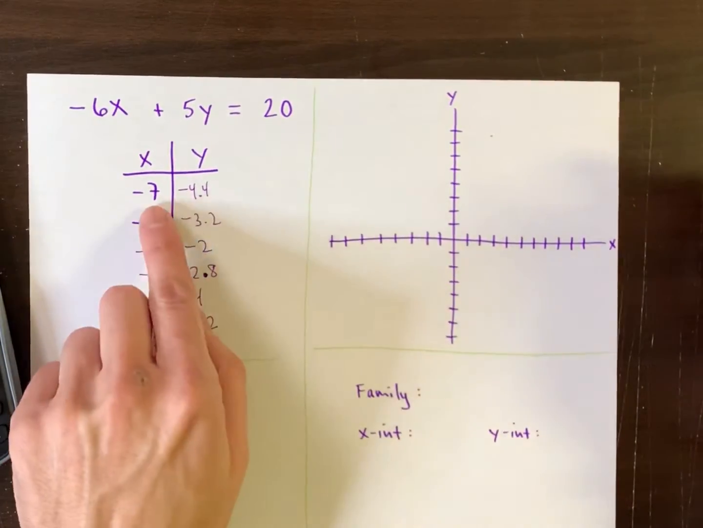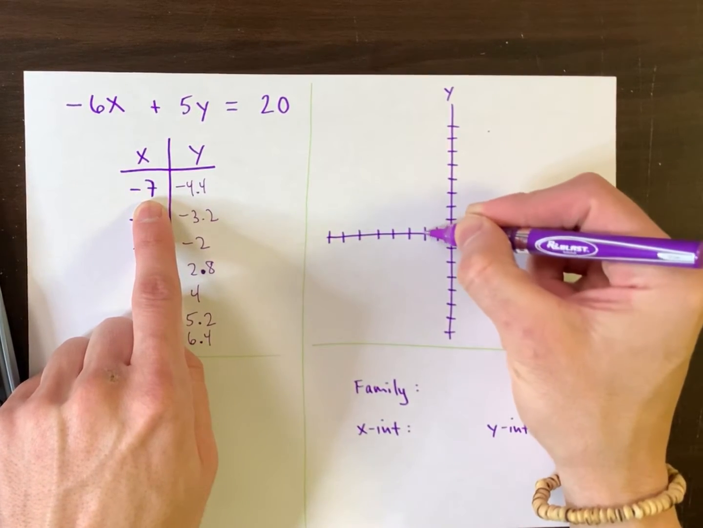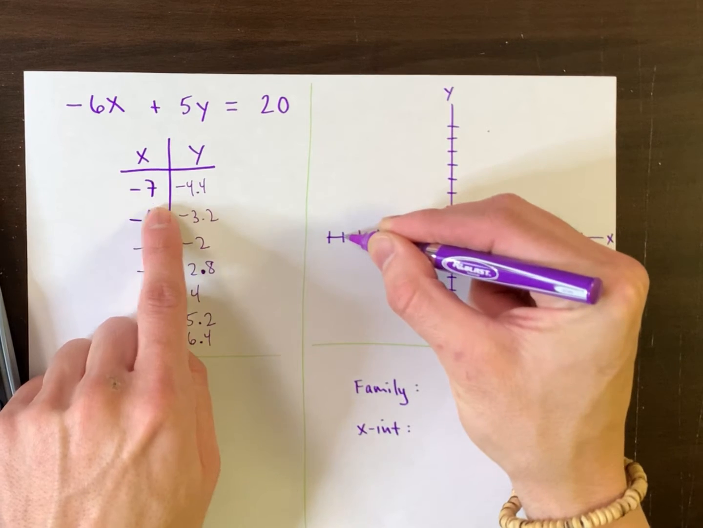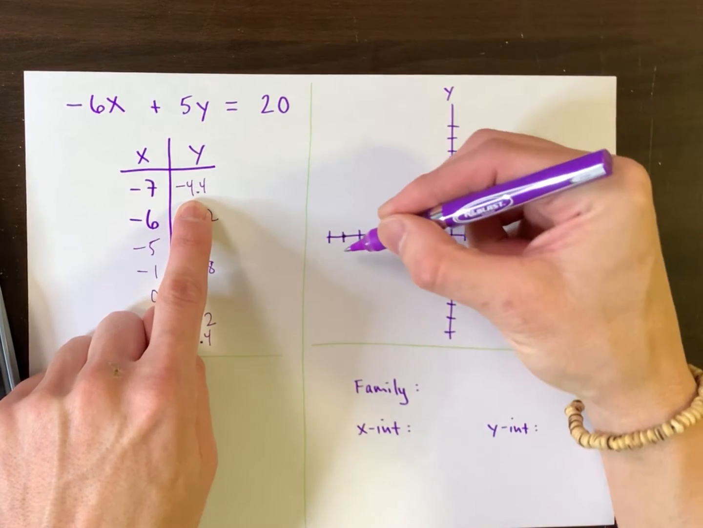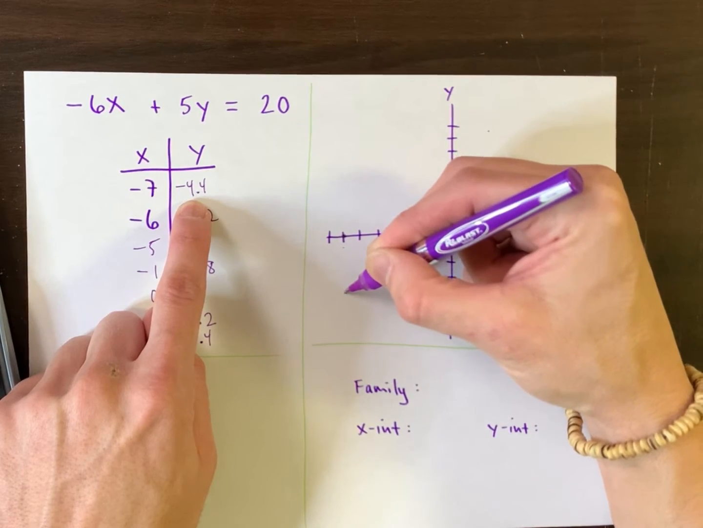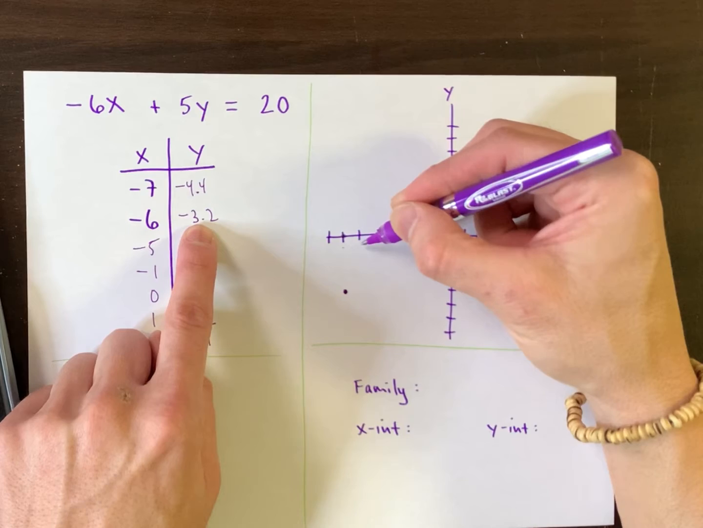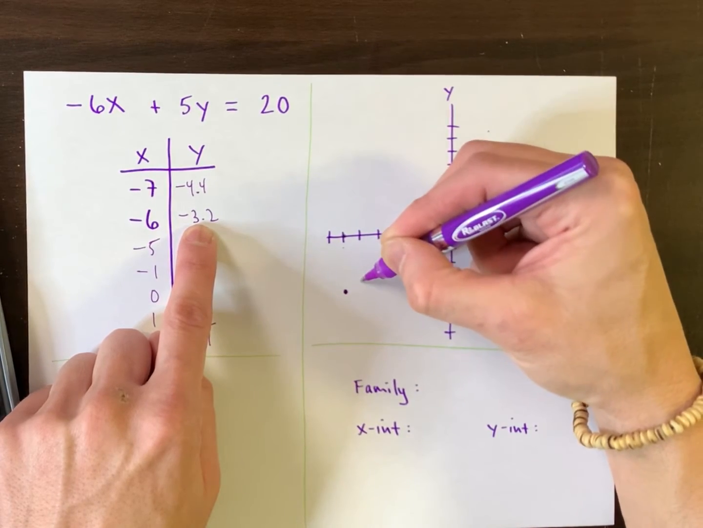Recall how this works. Look at the first point. -7 means go left 7, 1, 2, 3, 4, 5, 6, 7, and then -4.4, so you go down 4.4. 1, 2, 3, 4.4 is like right there. Now the next one, -6 is here. -3.2, down 1, 2, 3.2 is like right there.